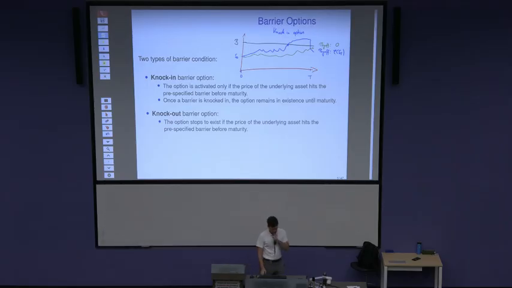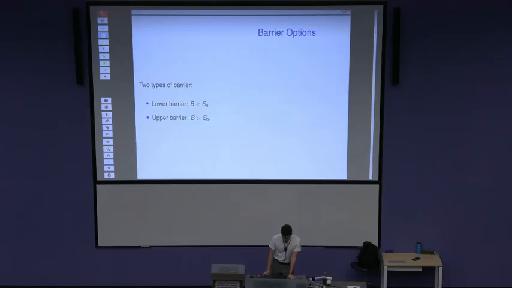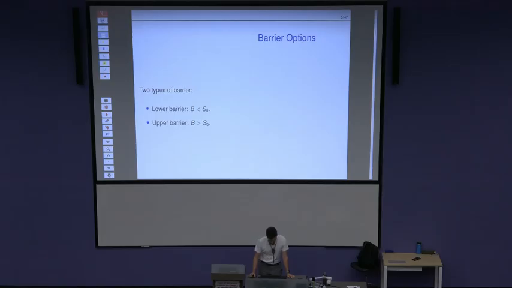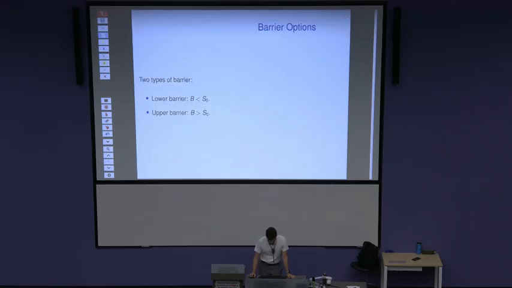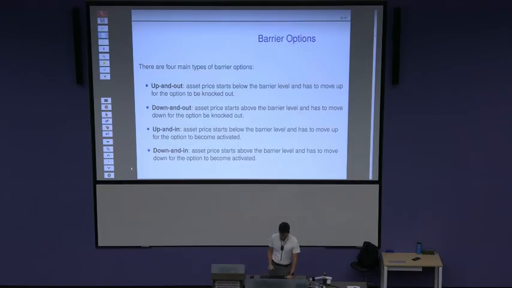So these are knock-in options, knock-out options. And everything is possible, right? The barrier can be above the initial value. The barrier can be below the initial value. We just have to verify the condition whether we hit the barrier before maturity. So we can have a lower barrier or an upper barrier. Combining this, we have either a lower or an upper barrier, either knock-in or knock-out. We get 4 different combinations.